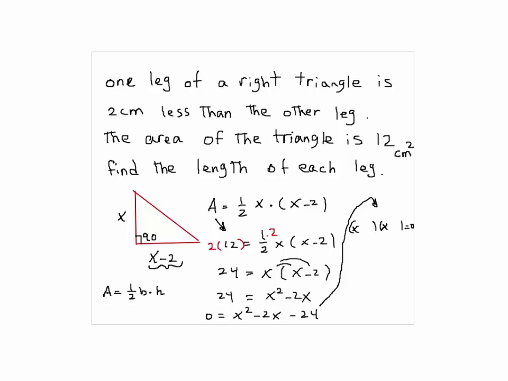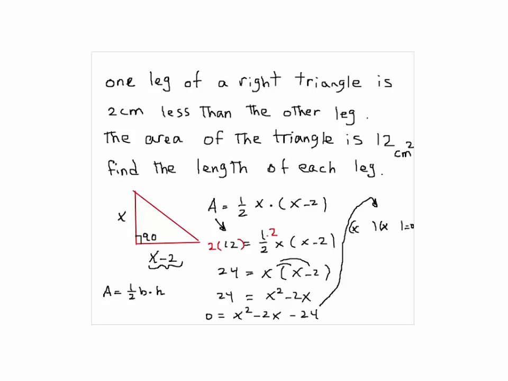Okay, I get different answers. Someone says 12 and 2. Remember, we're looking for two numbers. When you multiply them together, you get 24, and when you add them up, you want to get negative 2. So 12 and 2 is not going to work. A lot of you are saying 4 and 6. So let's try 4 and 6.